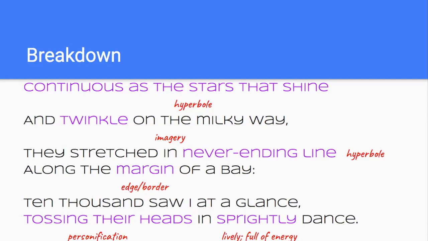And again, a never-ending line, another hyperbole if you wanted to say that, along the margin, which means edge, border of a bay. 10,000 saw I at a glance, tossing their heads in sprightly dance. Annotating, we looked up words that we didn't know. So sprightly means lively or full of energy. And it says they're tossing their heads in sprightly dance. Do daffodils actually have heads that they toss when they dance? No, it's personification. Another example of that as we continue breaking it down.